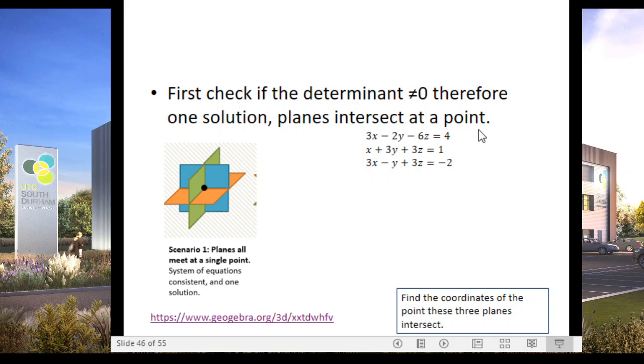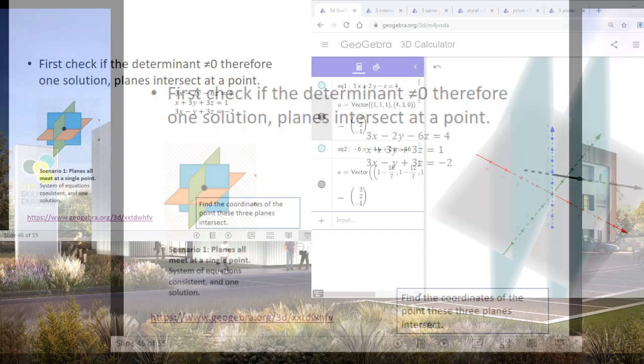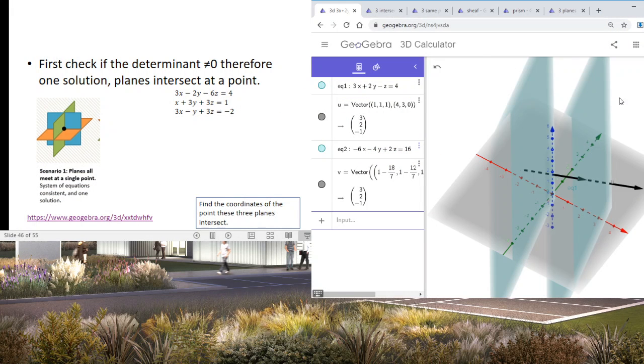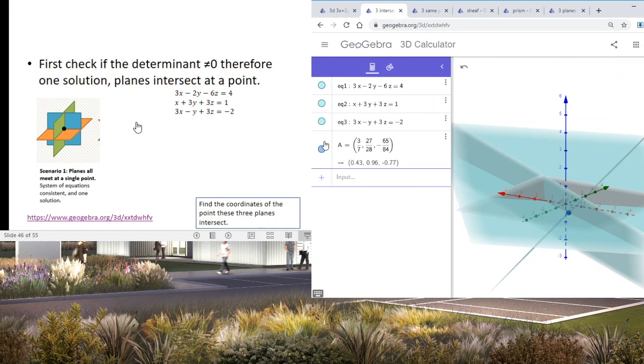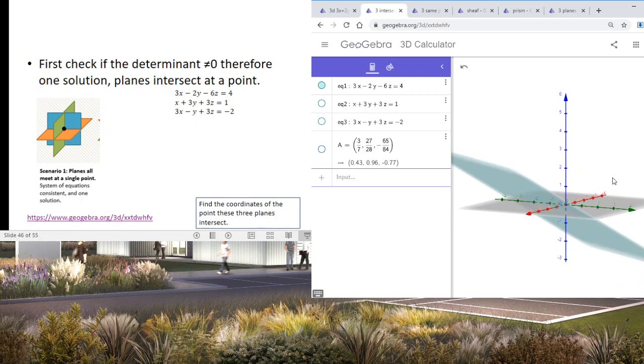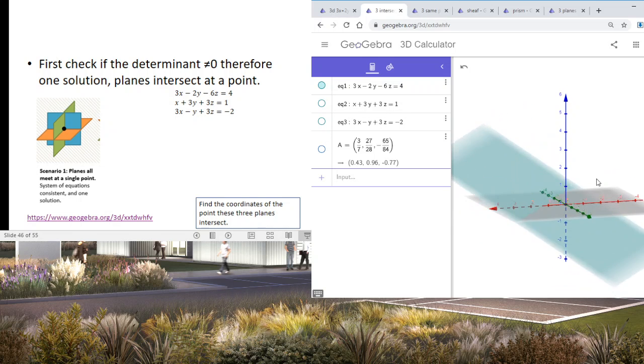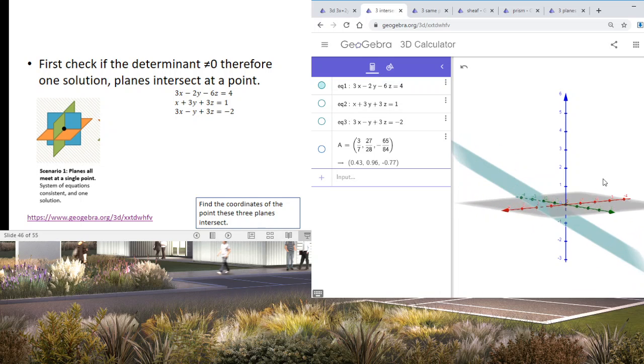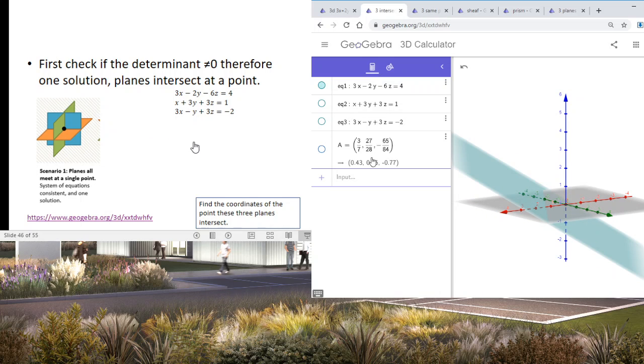So we're in a lucky position here. If the question said interpret geometrically the solution, we would say the point that we have found is the intersection of the three planes. I'm going to show you what that looks like in GeoGebra, which is here. I'm going to put the three planes up one by one. The first plane is here. You can hopefully see that moving around. And I'm going to put my point, which I found, 3/7, 27/28, minus 65/84 on that plane there.